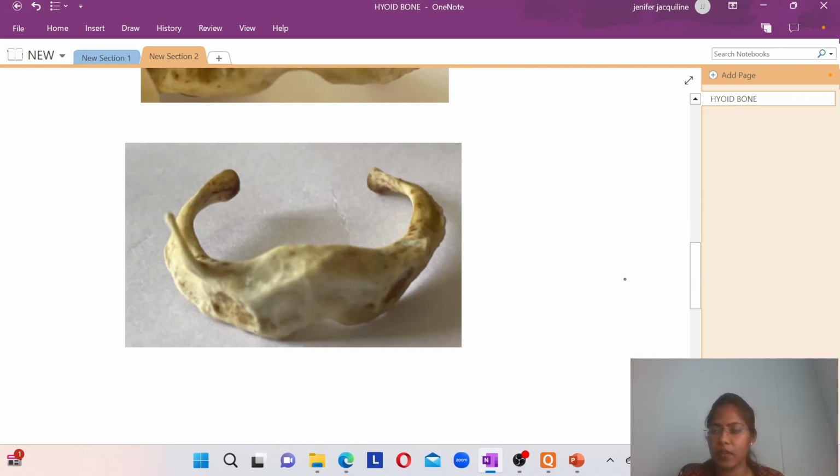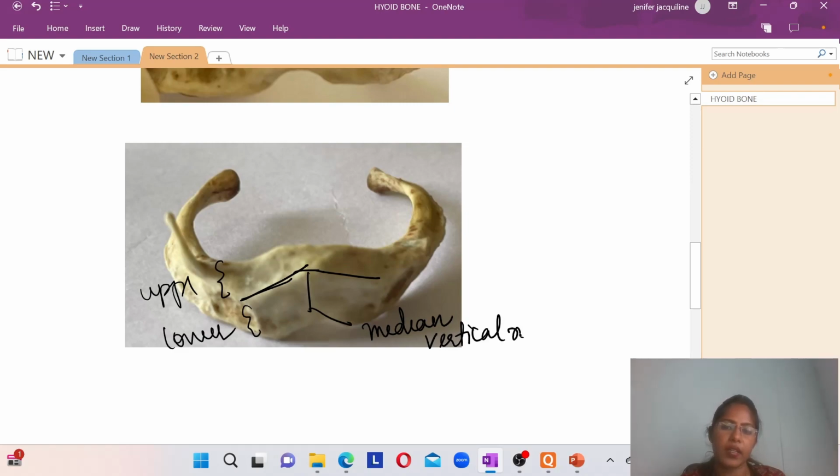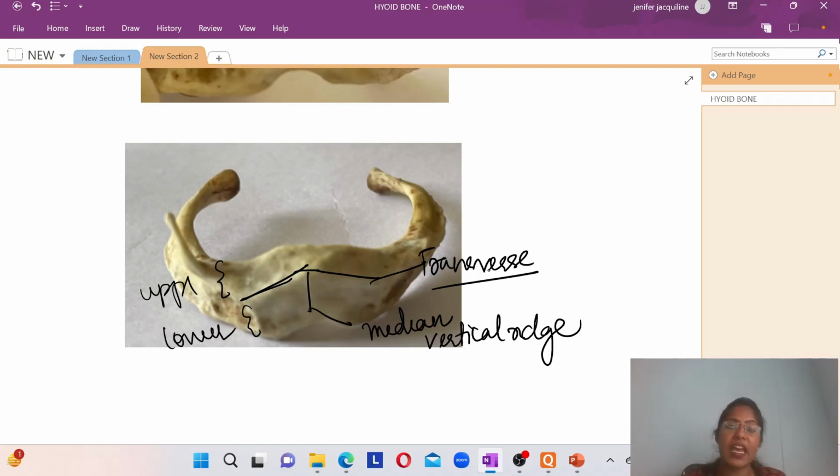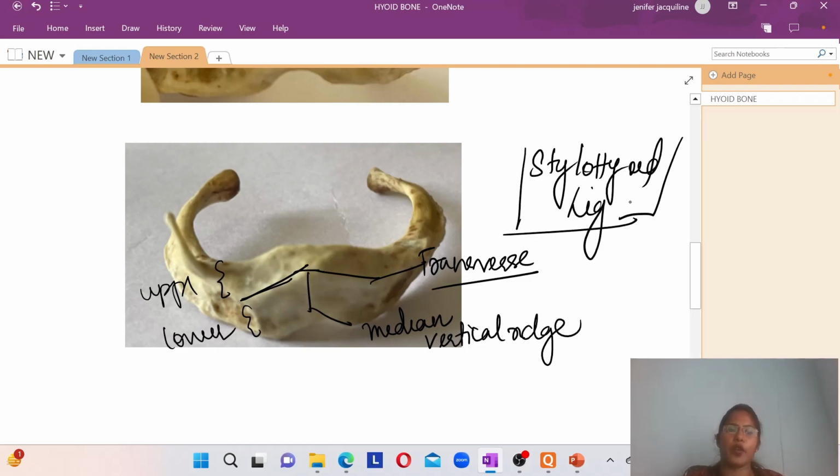And this is a separate picture of the body, which looks like a rectangle or a quadrilateral shape. In the body, if you observe, there will be two ridges present. This is the upper part of the body and this is the lower part of the body. The upper part has a transverse ridge like this, and the lower part has a median vertical ridge. These are the two ridges present at the body of the hyoid bone. And this hyoid bone is present in the front of the neck without attachments to any bone. It's just held up by muscles and ligaments, especially an important ligament, the stylohyoid ligament. This holds most of the hyoid bone, right?